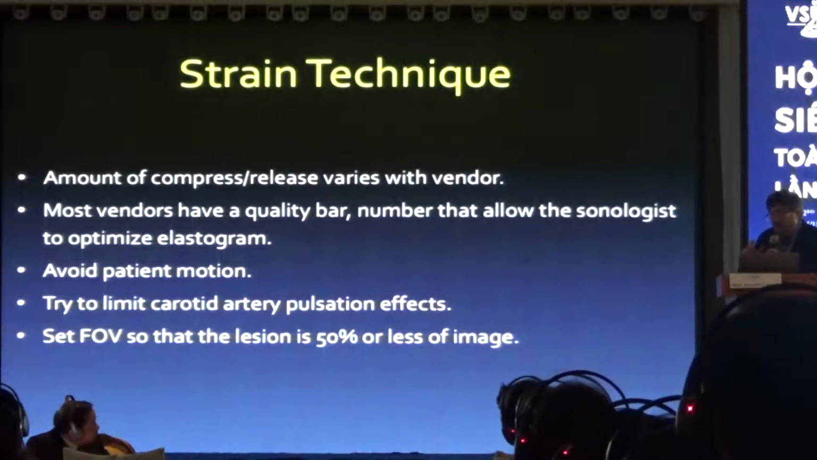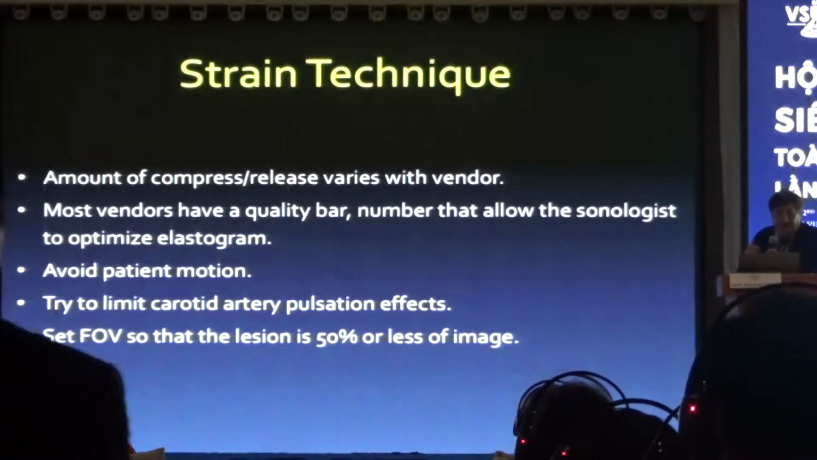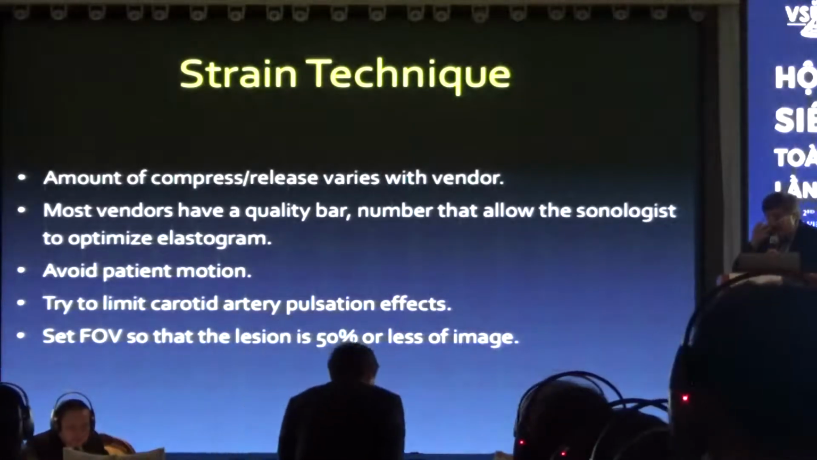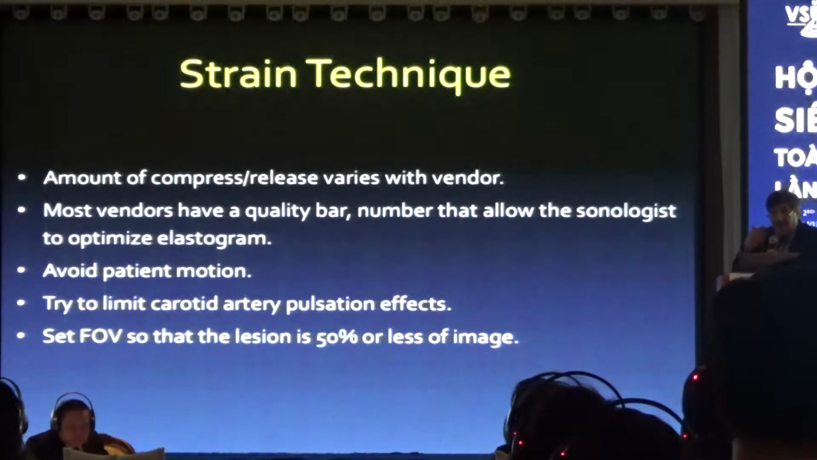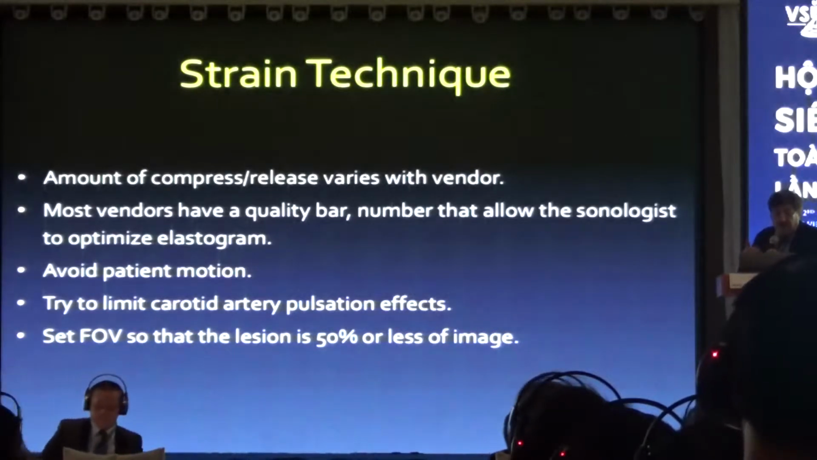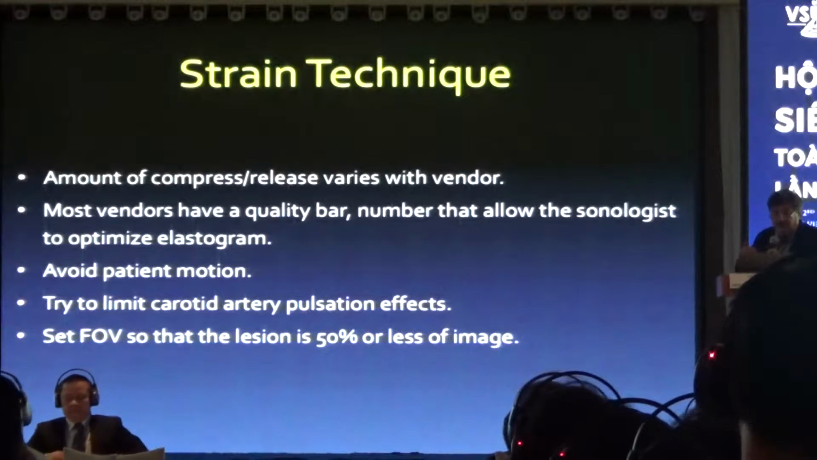So it's very challenging. And another problem is the carotid artery. As the carotid artery pulses, it's actually changing the stiffness of the thyroid. So you want to avoid patient motion. You want to try to eliminate the thyroid pulsation as much as possible, and often doing it longitudinal is probably the best. You want to set the field of view so that the lesion is at least 50% or less of the image.